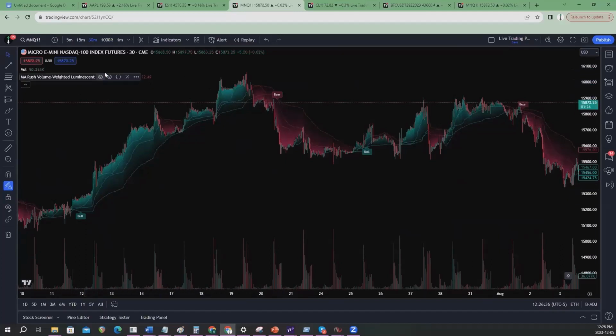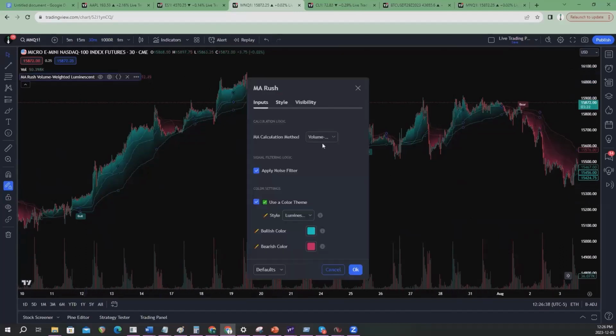Now, volume weighted moving averages in and of themselves are kind of like a noise filter because they are programmed to ignore moves that have less volume. So they're really going to focus on the moves or the bars that have lots of trading activity, and these ones have a higher weight in the calculation of the average.